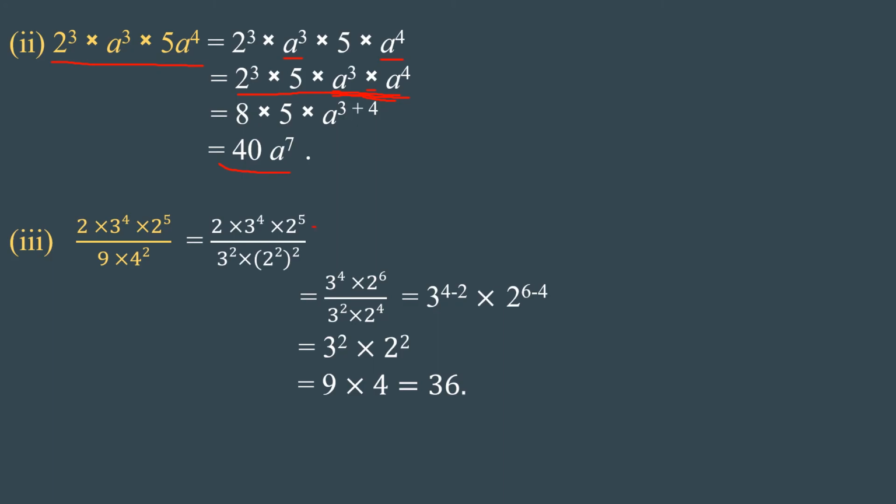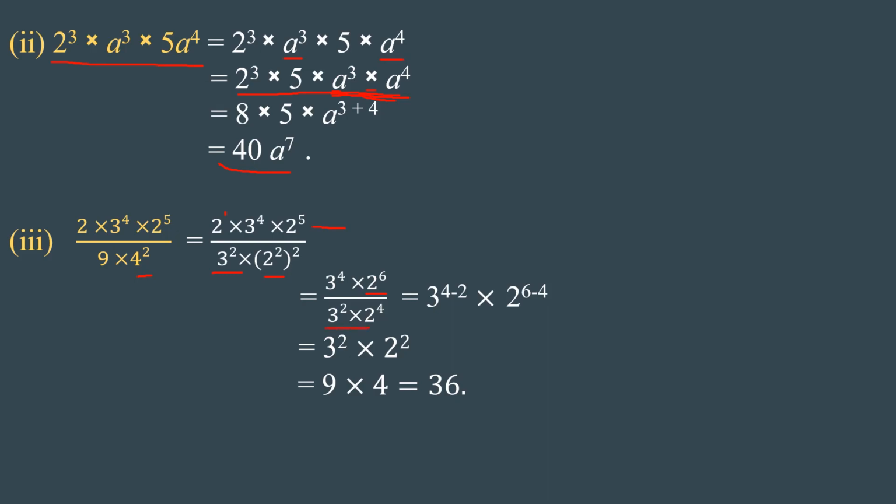The numerator has all the bases as primes, but the denominator has 9 into 4 power 2. So 9 can be written as 3 power 2, 4 can be written as 2 power 2 whole power 2. If we simplify there, 3 power 4 into 2 power 1 and 2 power 5 are multiplying, which have the same base. So it can be written as 2 power 5 plus 1, that is 2 power 6.